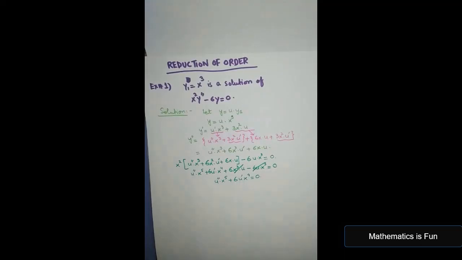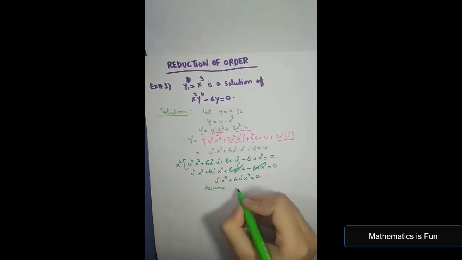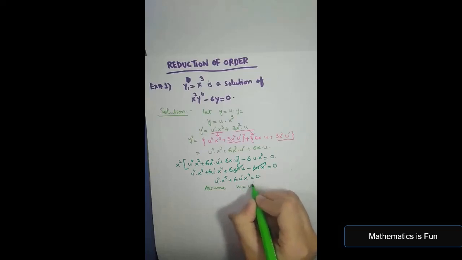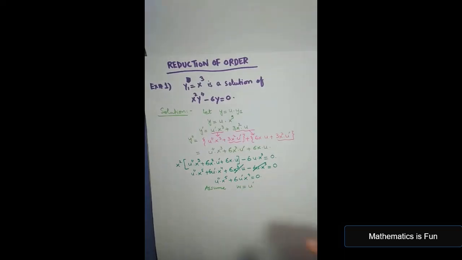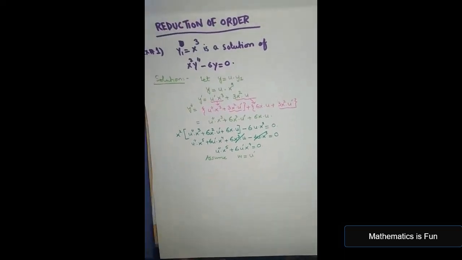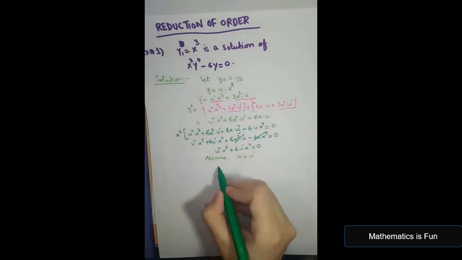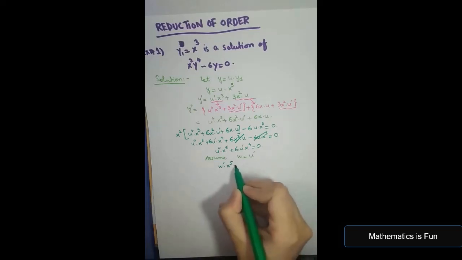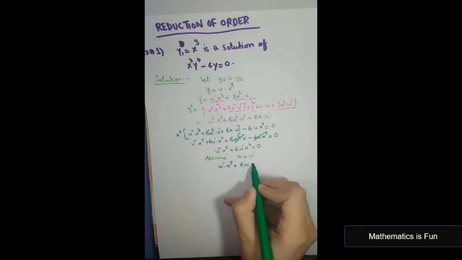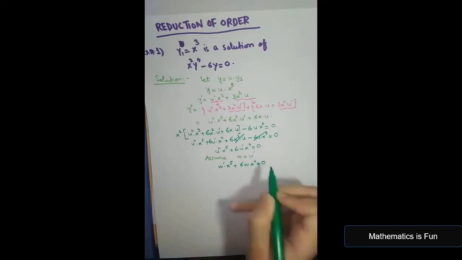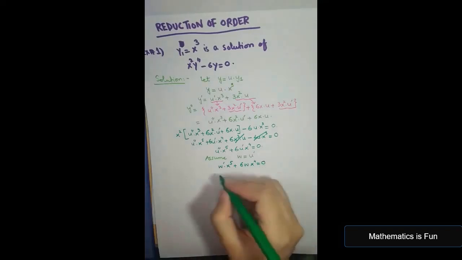Now our second assumption, what do you have to assume? To reduce the order, assume u dash equals w. Okay, now we replace it: w dash x to the power 5 plus 6w x to the power 4 equals 0.